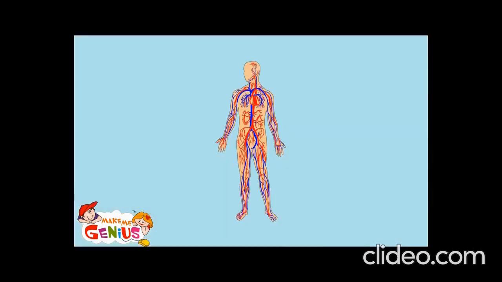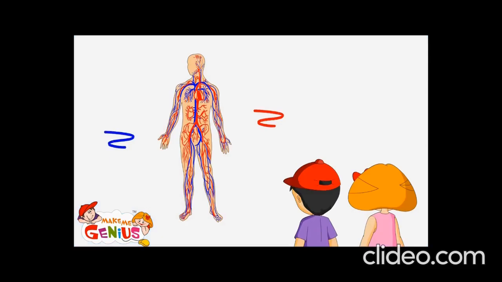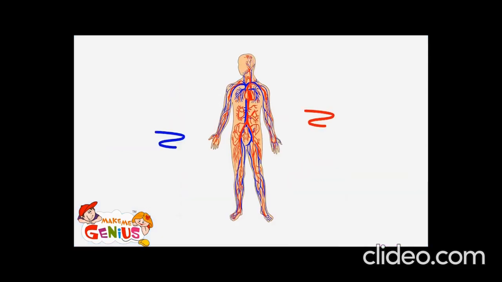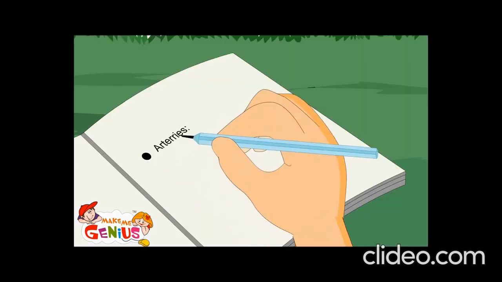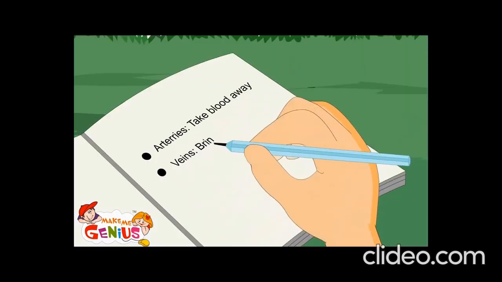Now, let us see blood flow through your body. What are these red and blue pipes in the human body? These are called arteries and veins. Red color lines are arteries. These take the blood from your heart to the body. These blue color lines are veins, which bring blood back to your heart. Arteries take blood away. Veins bring blood back.